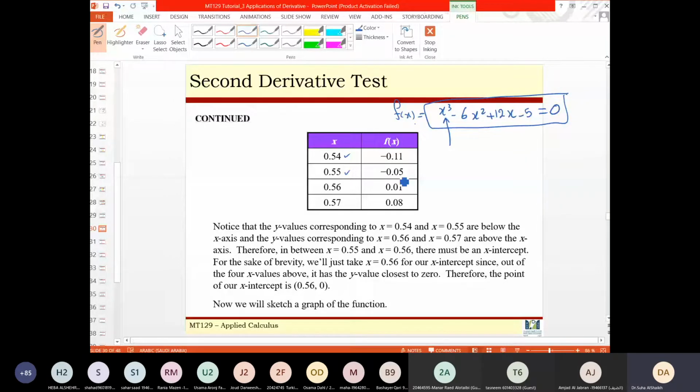They try it to be 0.56. It's 0.01. I get a little bit closer. 0.57, it will be 0.08. I'm going farther, so we stop here and say this is the closest I get. So when x is 0.56, I'm almost reaching 0. I can round it almost to 0.